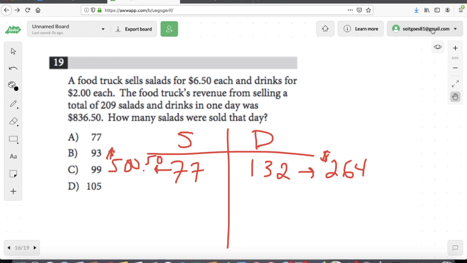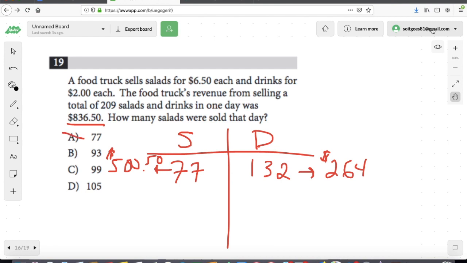Does that give us $836.50? It does not, right? It's like 700 something, 764. It's not $836.50. So I can eliminate answer choice A.